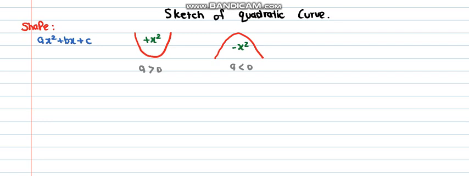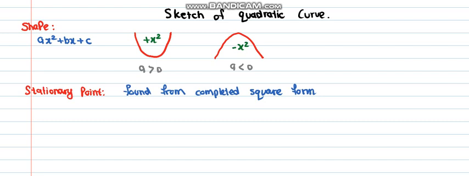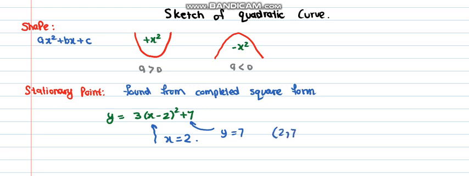Now we would move on to finding the stationary point or the turning point. Stationary point is found from the completed square form. If we have an equation y equals 3 times x minus 2 whole square plus 7, then x equals 2 is the turning point's x coordinate, and y equals 7 is the turning point's y coordinate. So 2 comma 7 is our turning point or the stationary point.